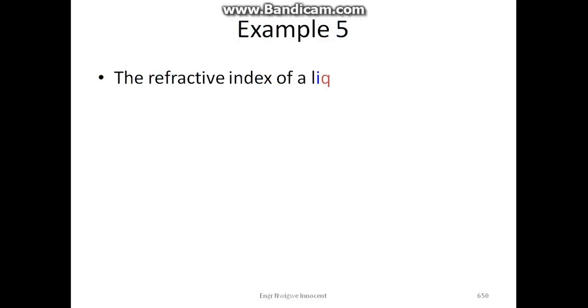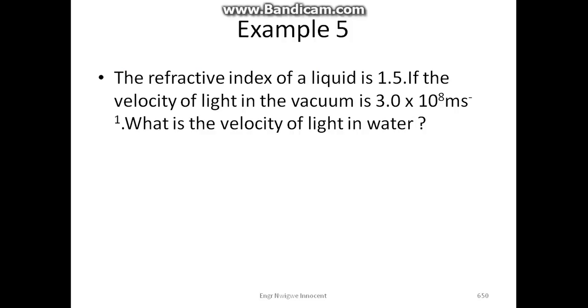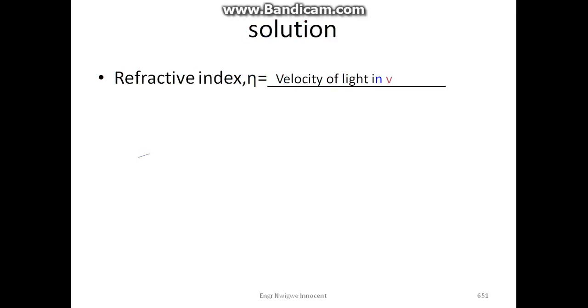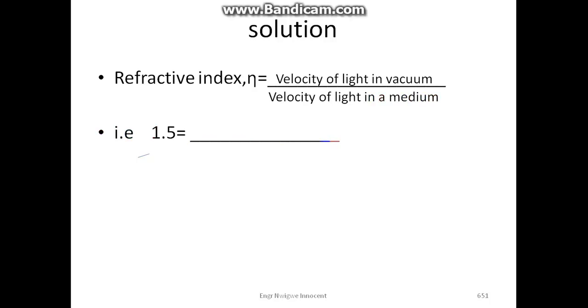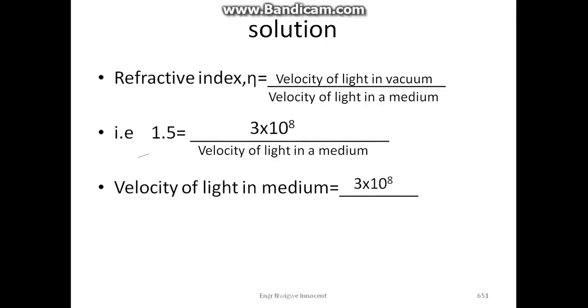Example 5. The refractive index of a liquid is 1.5. If the velocity of light in the vacuum is 3.0 times 10 raised to the power 8 meters per second, what is the velocity of light in the liquid? Solution. Refractive index n is equal to velocity of light in vacuum over velocity of light in a medium. That is 1.5 is equal to 3 times 10 raised to the power 8 over velocity of light in a medium. Velocity of light in medium is equal to 3 times 10 raised to the power 8 over 1.5, which is equal to 2 times 10 raised to the power 8 meters per second.